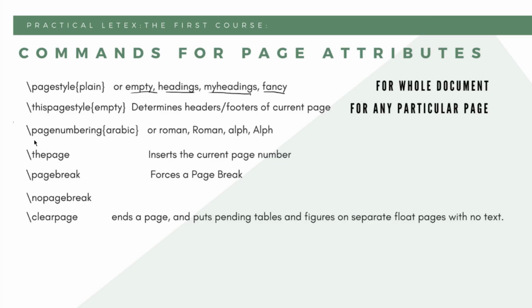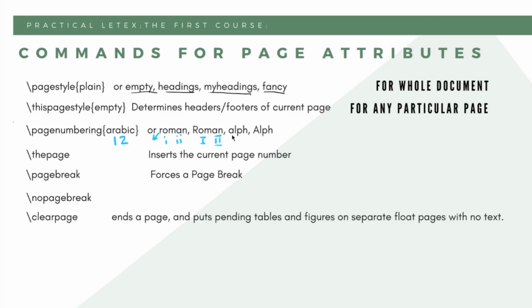Another important command is \pagenumbering. There are different types of numbers. For example, Arabic numbers like 1, 2 in this way. And then there are Roman numbers. If you write roman with a lowercase r, the numbering will be like i, ii, and so on. And with a capital R, you will get capital Roman numerals, like this.